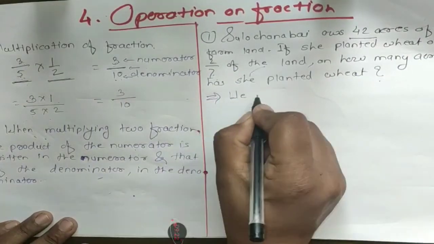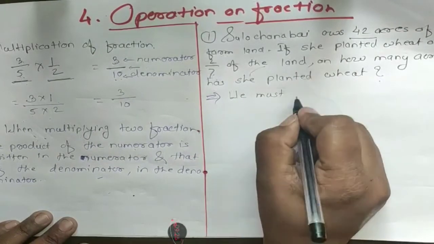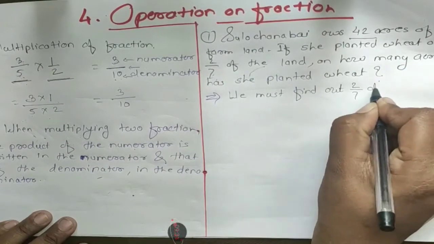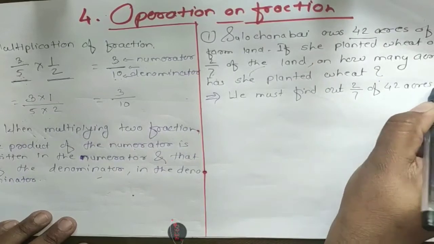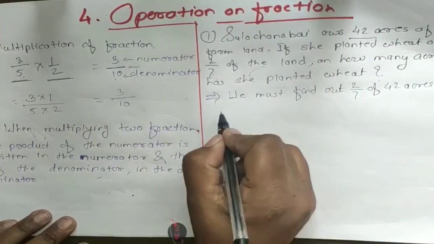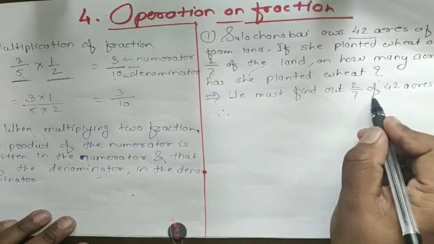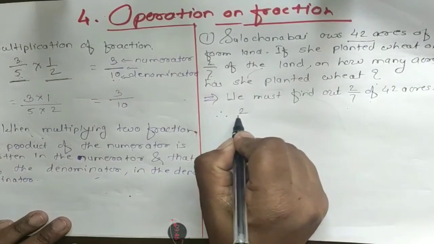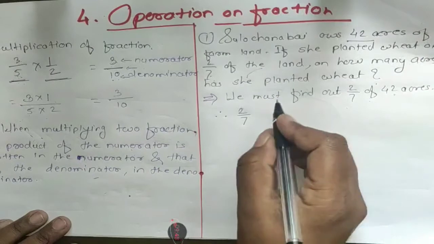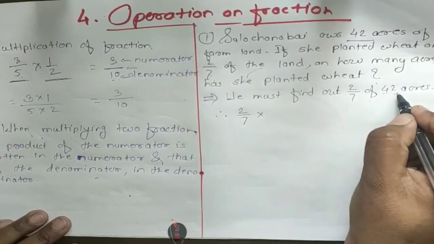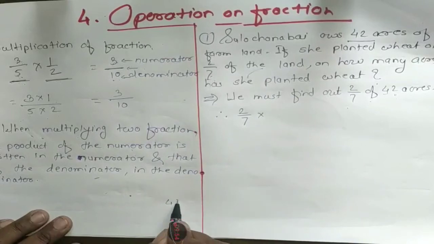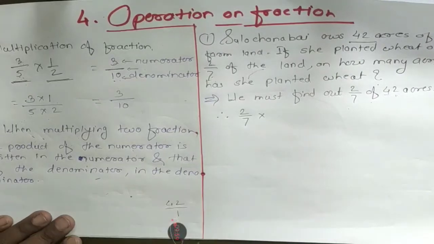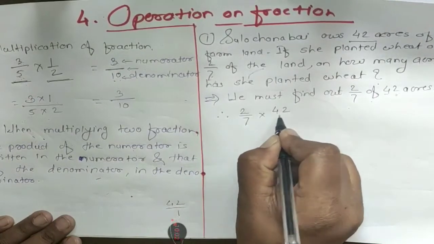So we write here, we must find out 2/7 of 42 acres. How will we find it out? Generally these questions are multiplication of fractions. This 42 is also a fraction, because if no denominator is written, it has a denominator of 1. If you write 1, okay, and if you don't write it, also okay. So 2/7 into 42 upon 1.